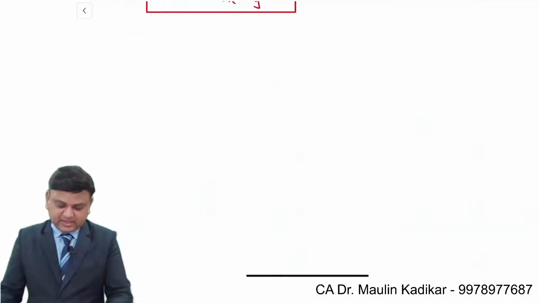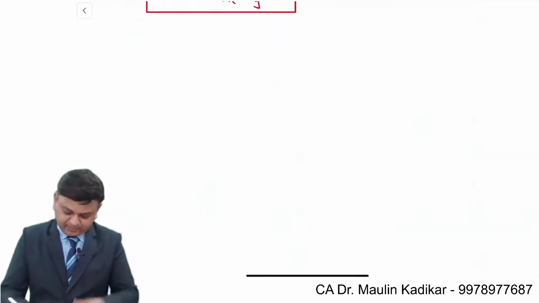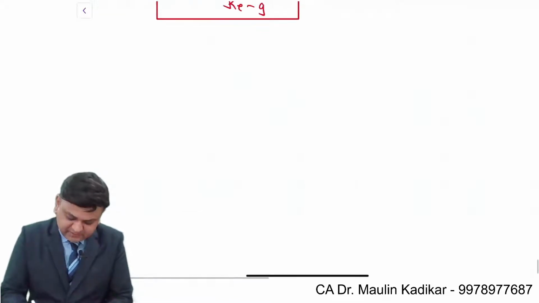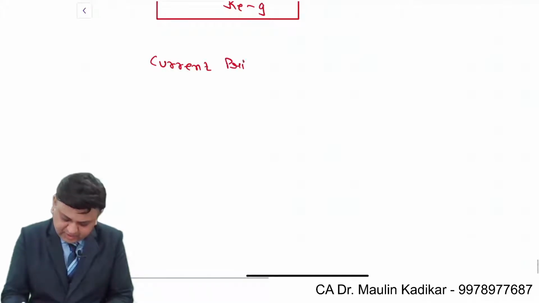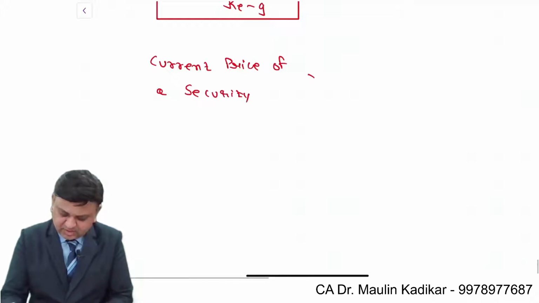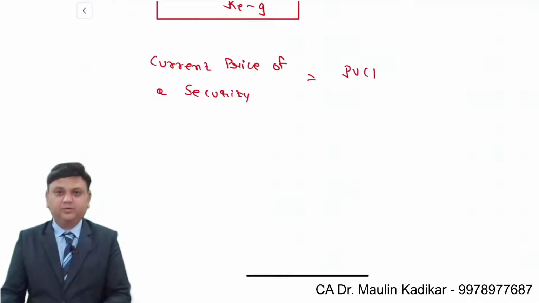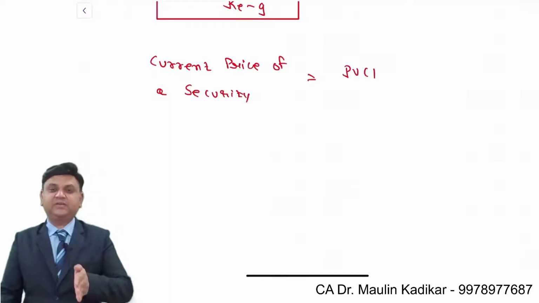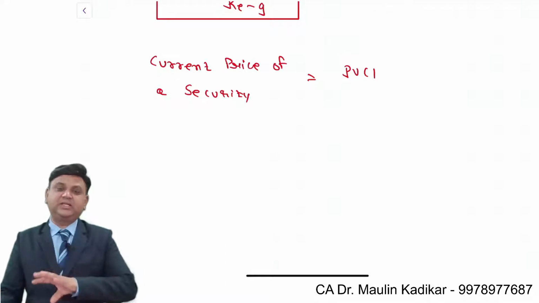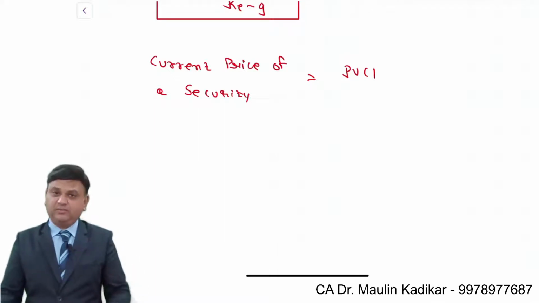Dear students, we understand that the current price of a security is, in simple language, equal to the present value of the cash inflow. Whatever the investor is going to receive in future is discounted to present value to compute the price that the investor is ready to pay.